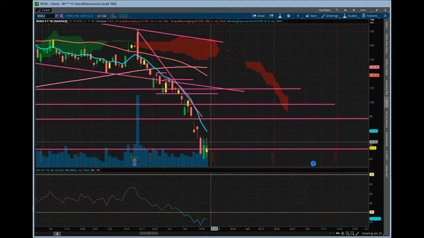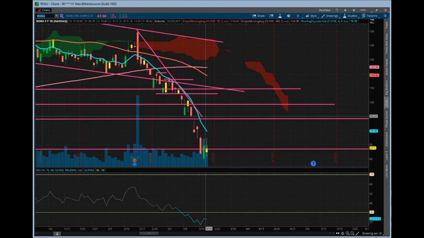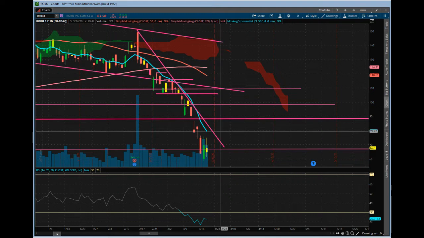Anyway, so Roku inside day. So some upper shadows right here. Again, still staying below its trend line here. So let's see if it can try to work its way back above that and get some strength. Otherwise, bearish, still proven otherwise on that one.